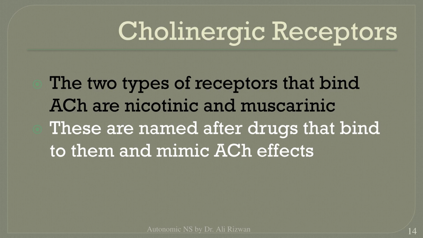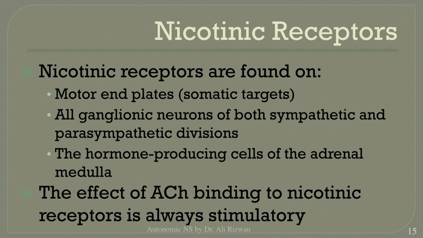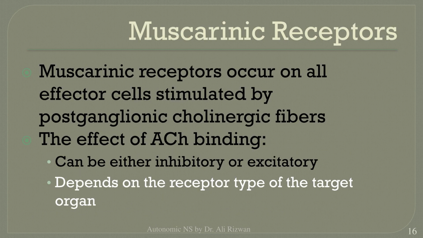Acetylcholine interacts with two primary types of cholinergic receptors, nicotinic and muscarinic. These receptors are named after the specific drugs that can bind to them. Nicotinic receptors are found at motor end plates, on all autonomic ganglionic neurons, and in the adrenal medulla. Binding to these receptors consistently produces a stimulatory effect. Muscarinic receptors are located on all effector cells stimulated by post-ganglionic cholinergic fibers. The binding of acetylcholine here can result in either inhibitory or excitatory effects, depending on the specific receptor type found on the target organ.